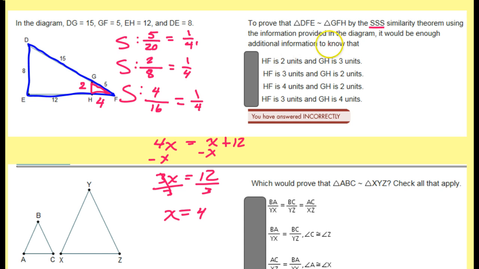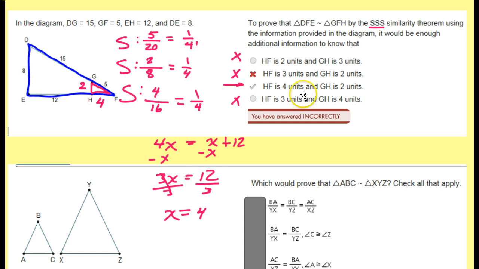Now, let's look back. HF is 2 units? No, it should be 4, so that's not it. HF is 3 units? No, it's 4. HF is 4 units and GH is 2 units. Yeah, that's the one. There it is. HF is 3 units? Nah. All right, that was a tough problem, but that's kind of how you would do it.